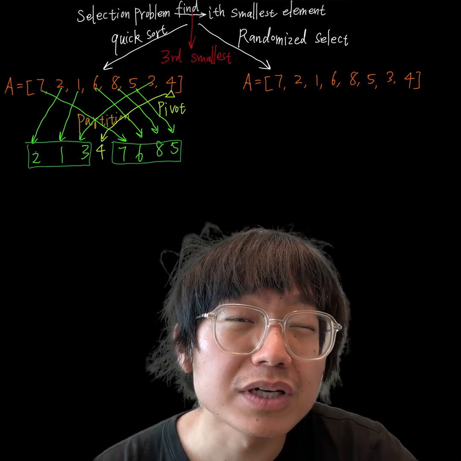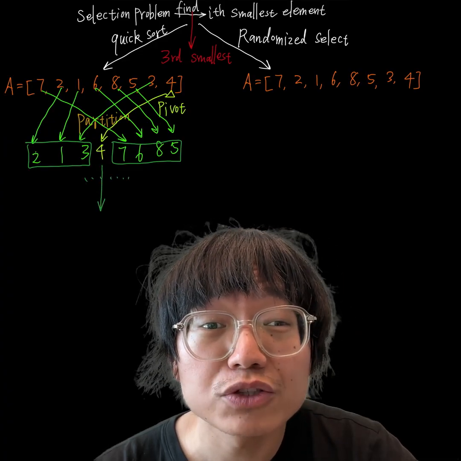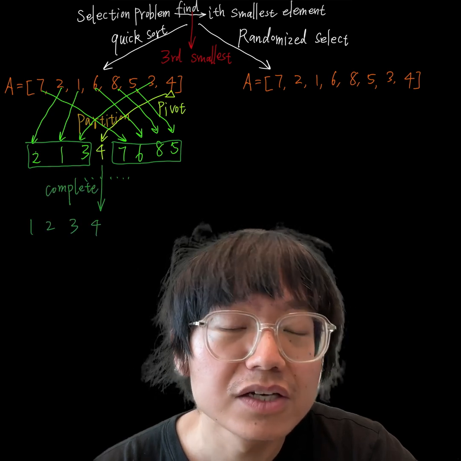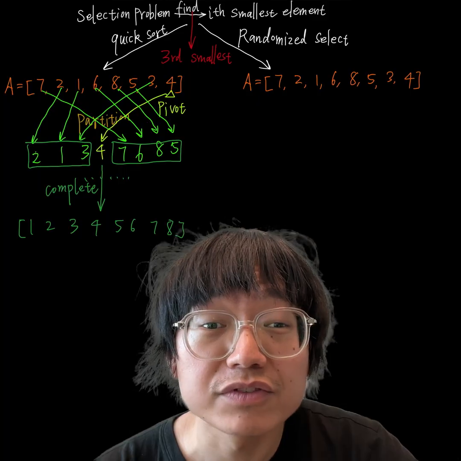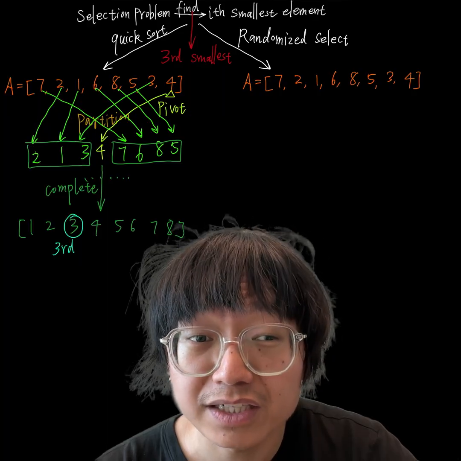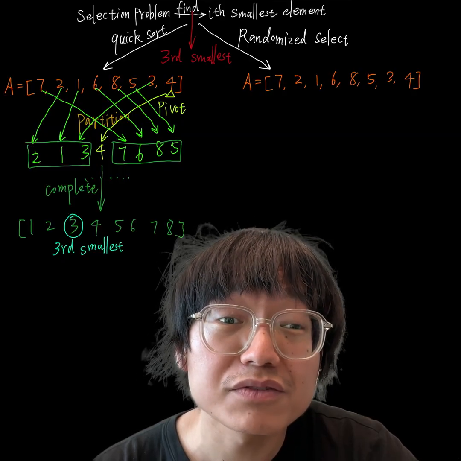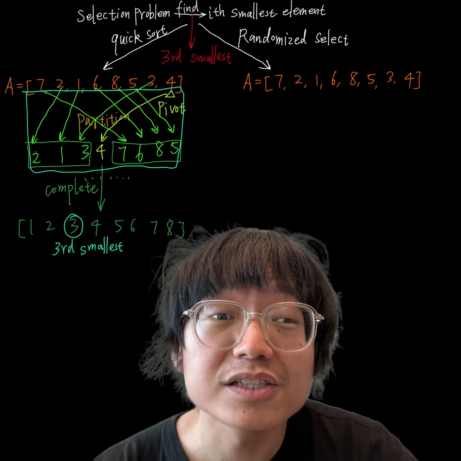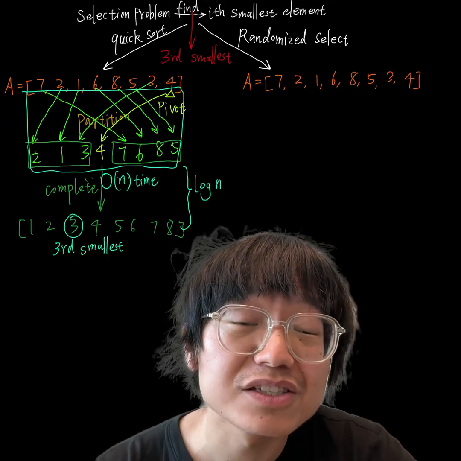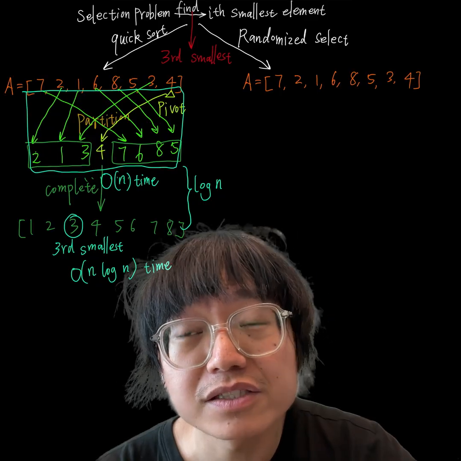And then we recursively sort both sides, the left side 2, 1, 3, and the right side 7, 8, 5, 6. The complete sorting of this array gives us 1, 2, 3, 4, 5, 6, 7, 8, and the third smallest element is 3. This recursive sort of both partitions is where quicksort consumes more time. Typically, it is O(n log n) on average due to the multiple levels of recursive sorting.